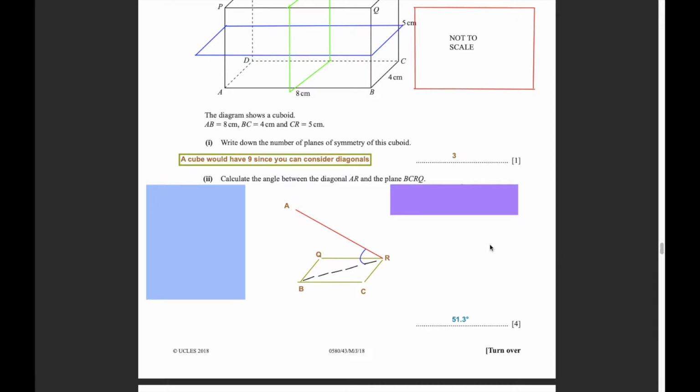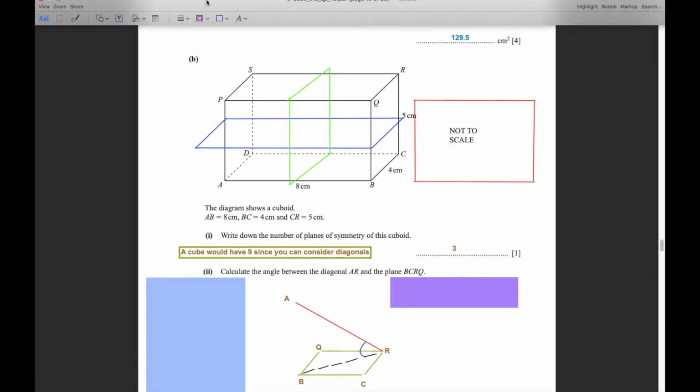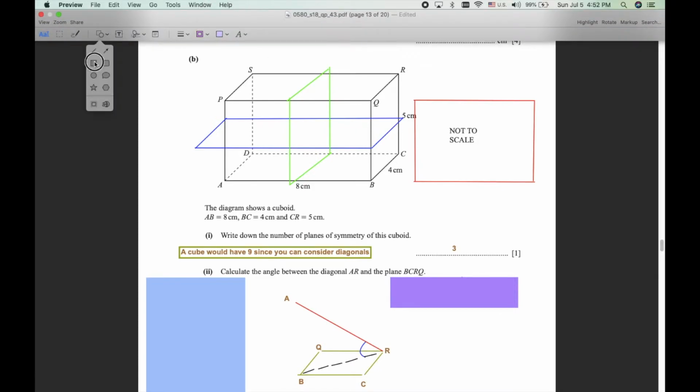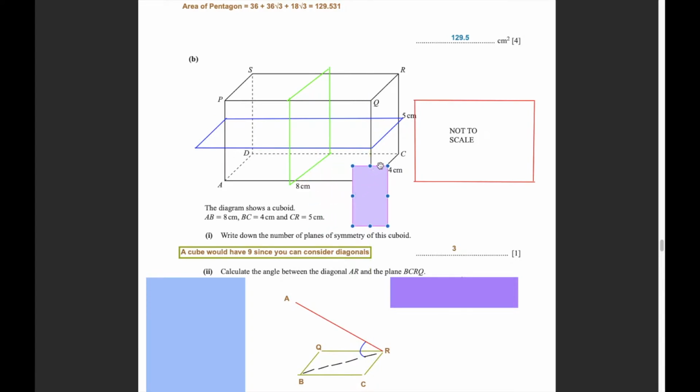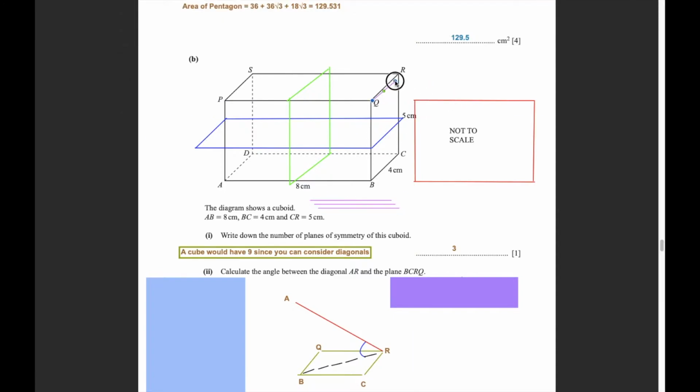Okay, so you're told to calculate the angle between the diagonal AR and the plane BCRQ. Now, be careful because we are dealing with 3D images, right? So BCRQ is over here. Okay, maybe I'll use a line instead because this is not the best. All right, so this is it. So it's this one right here, okay? So I just tilted the cuboid to the side, so that's why it's at the bottom like so.